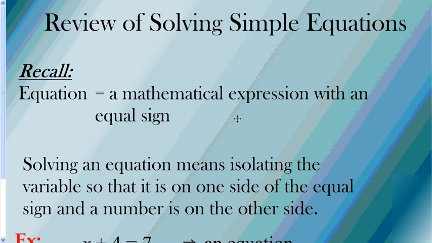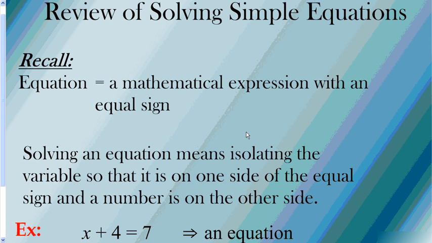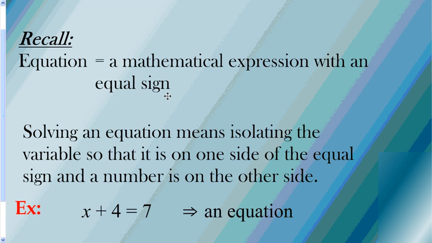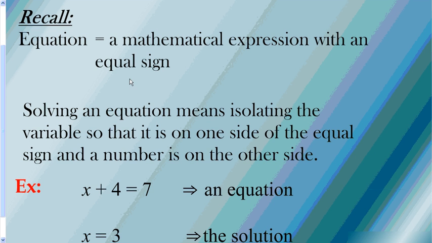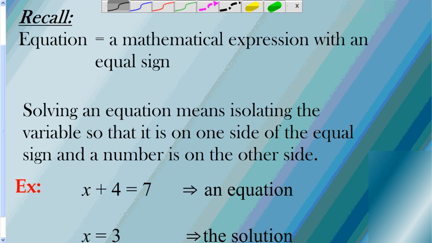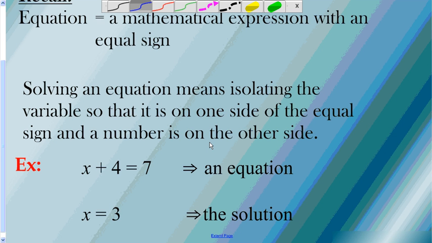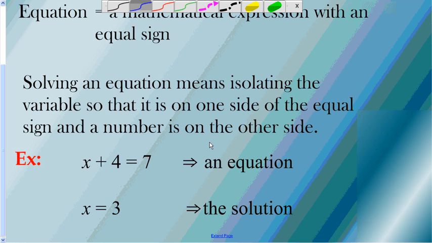We are going to look at solving simple equations, one and two step, and also multi-step equations. So remember that an equation is a mathematical expression with an equal sign. If it doesn't have an equal sign, it is not an equation. That would just be an expression. So it has to have an equal sign to be an equation. Solving an equation means isolating the variable so that it is on one side of the equal sign and a number is on the other side. So you need to get the variable by itself if you want to solve it.